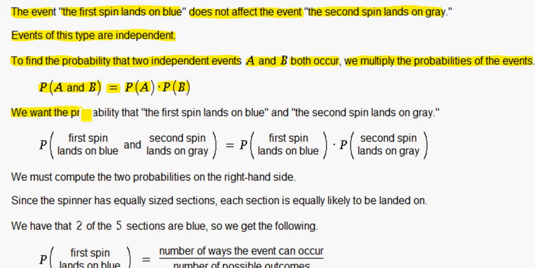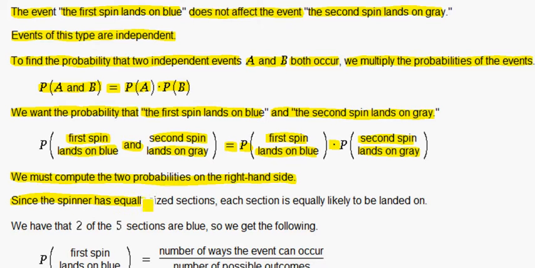We want the probability that the first spin lands on blue and the second spin lands on gray. So the probability that the first spin lands on blue and the second spin lands on gray is equal to the probability that the first spin lands on blue times the probability that the second spin lands on gray. We must compute the two probabilities on the right-hand side.